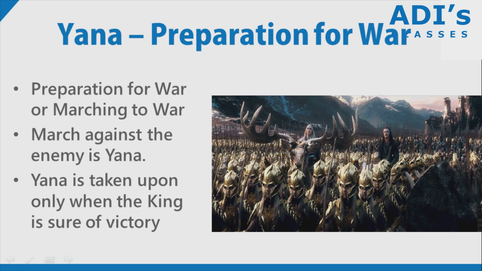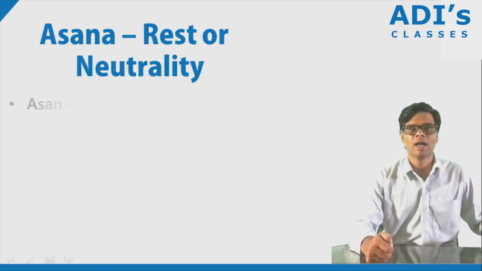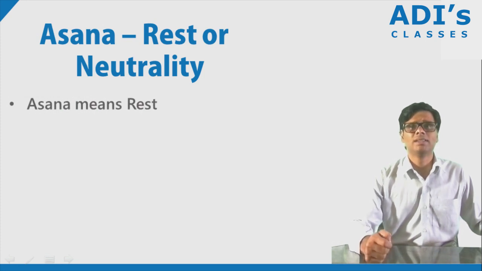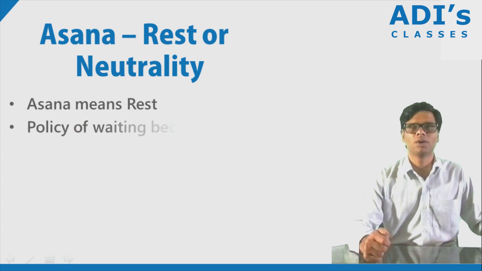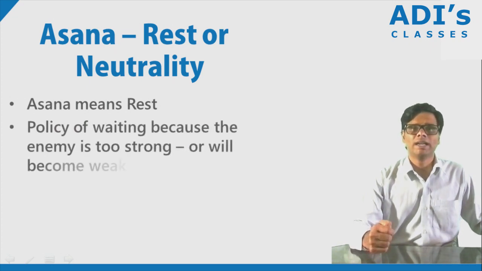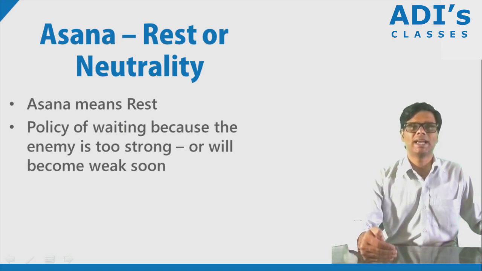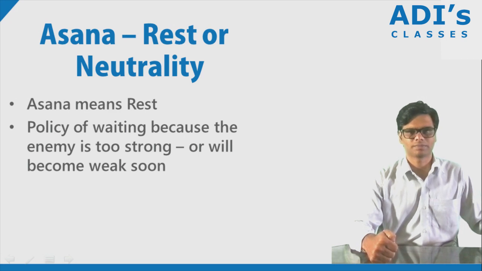The next one we look at is Asana. Asana means rest or neutrality. Asana means rest. This is the policy of waiting because the enemy is either too strong to act right now, or it is not the right time to act because over time the king expects the enemy to get weaker, making way for an easier victory.